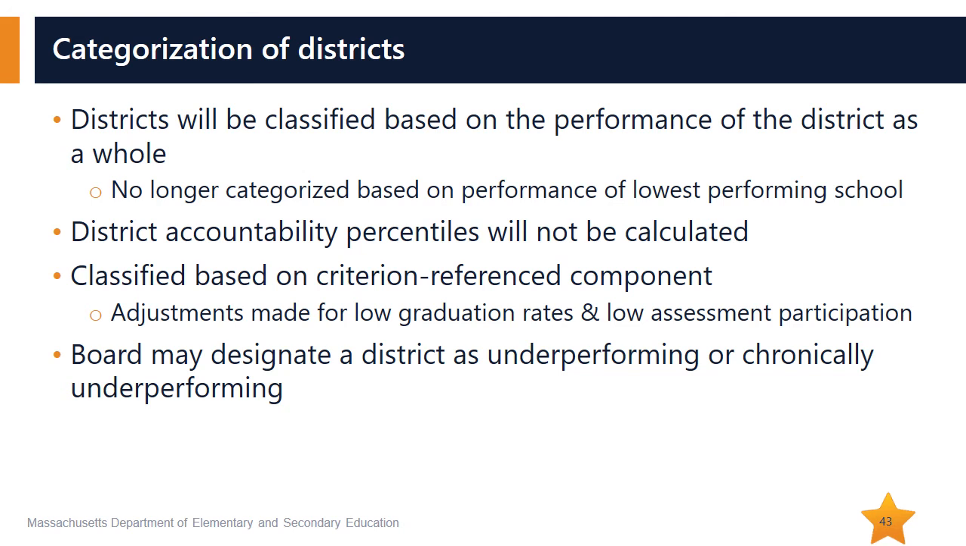Additionally, the Board of Elementary and Secondary Education has the authority to designate a district as underperforming or chronically underperforming based on overall district performance.